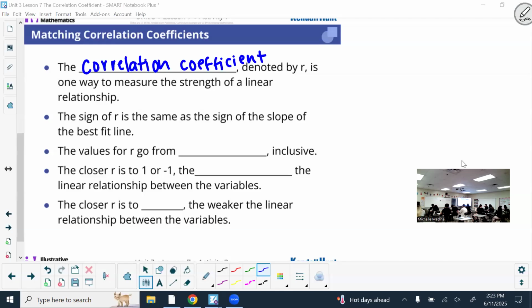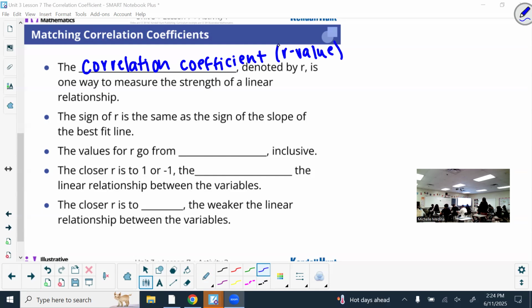So the correlation coefficient, denoted by R, also called the R value, is one way to measure the strength of a linear relationship. We don't need to go over residuals in here, but don't confuse that with residuals. Why they choose the letter R for correlation coefficient, I don't know, but they just do. So the correlation coefficient is our R value, and it's a way to measure the strength of a linear relationship. The sign of the R value will be the same as the sign of the slope for the best fit line.